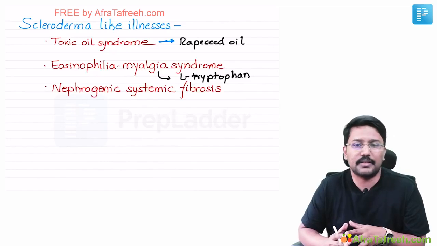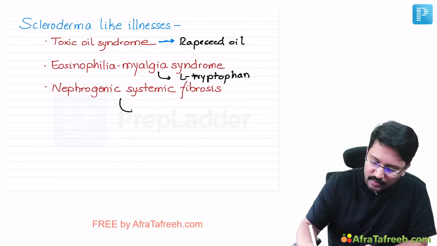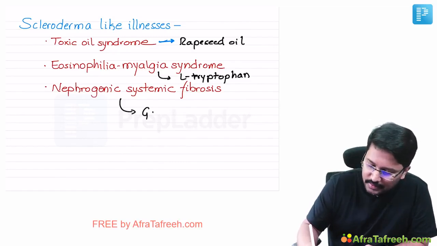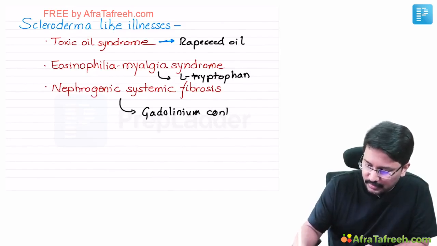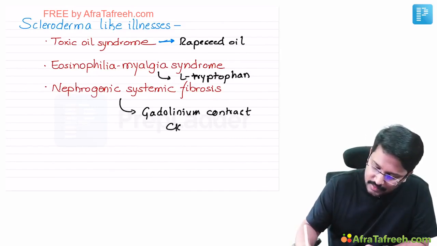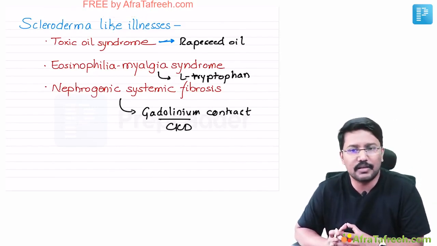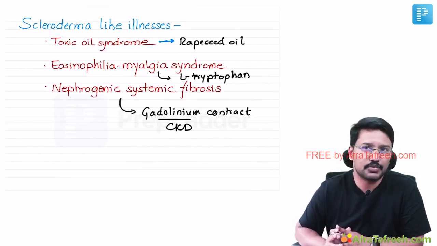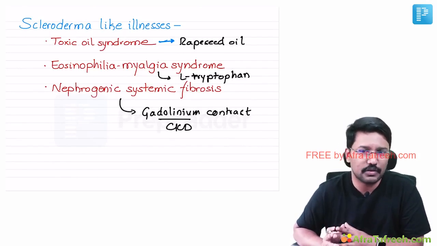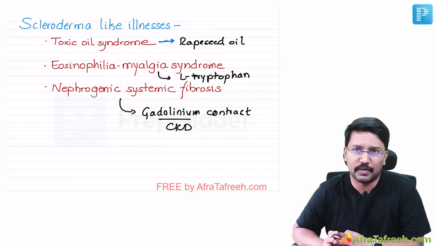Okay. The third thing that I have listed here, nephrogenic systemic fibrosis, you are very much familiar with, right? It is a scleroderma-like illness triggered by gadolinium exposure, right? Gadolinium contrast exposure in patients with CKD, or I can say compromised kidney functions. So these are the illnesses which mimic scleroderma, and generally they are associated with exposure to certain toxins. Rapeseed oil for toxic oil syndrome, L-tryptophan for eosinophilia myalgia syndrome, and gadolinium for nephrogenic systemic fibrosis.